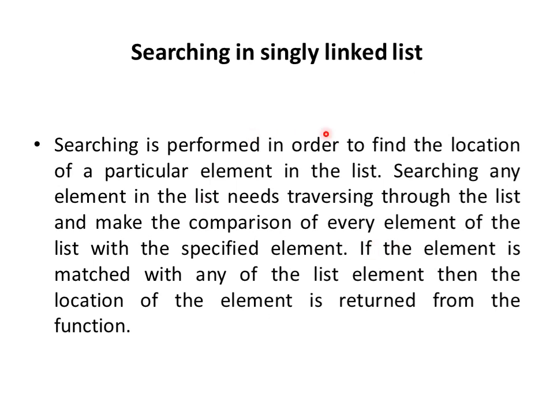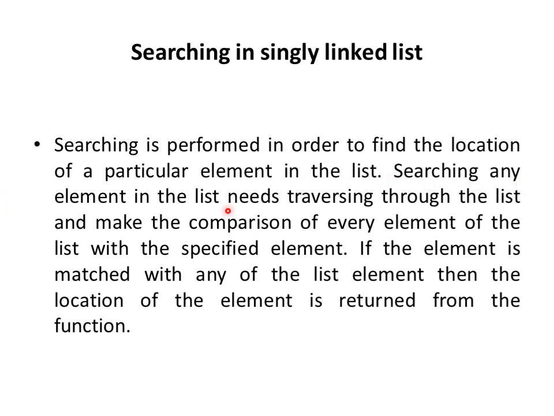Searching is nothing but seeing whether the desired element is found or not. If the element is in the list, it should show that the element is found, and if it is not there, it should show that the element is not there. Searching is performed in order to find the location of a particular element in the list.